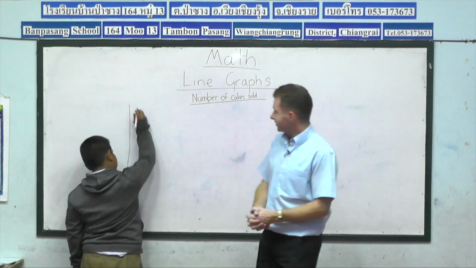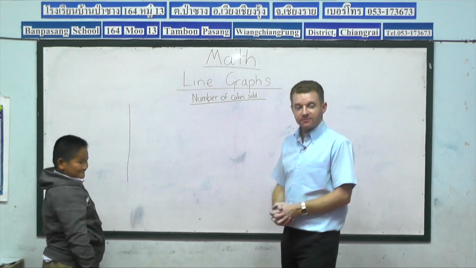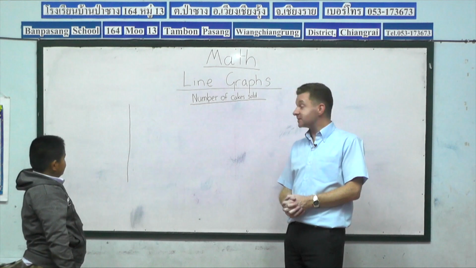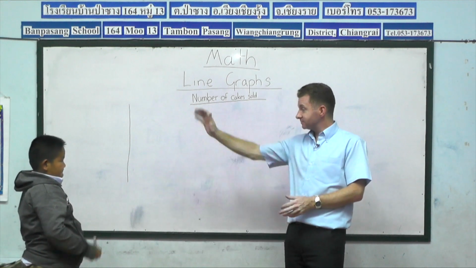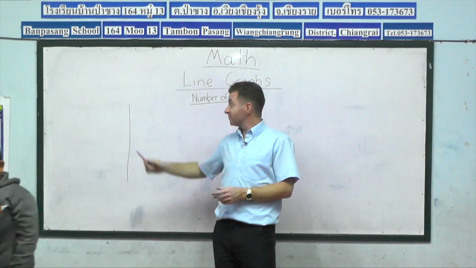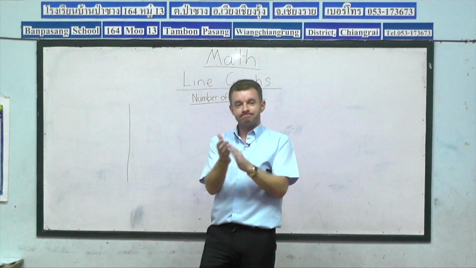Let's have a look. Oh, that looks good to me. Does that look okay, guys? A vertical line is a vertical axis. Net, brilliant. High five and a big round of applause to Net for our vertical axis.